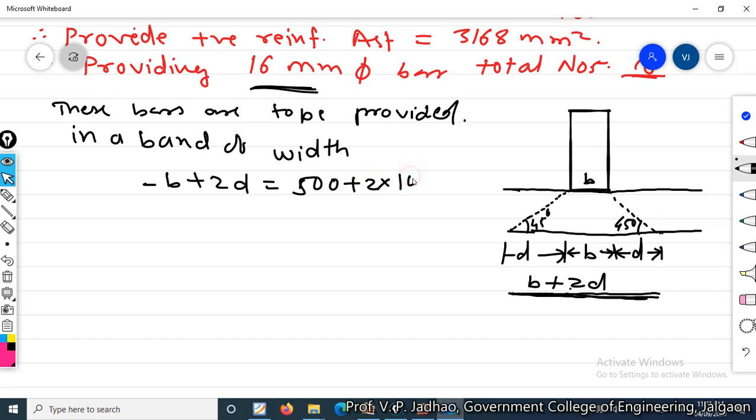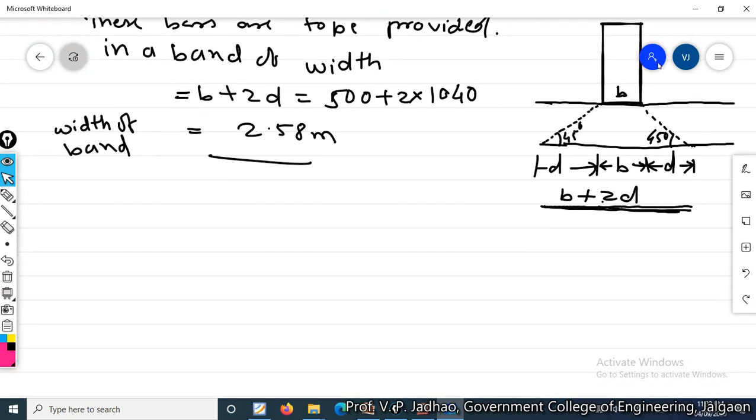depth 1040 mm. So the width of this band will be equal to 2.58 meters. Therefore we will be providing 16 numbers of 16 mm bars for a width of 2.58 meters only, and then 50% steel reinforcement will be curtailed.